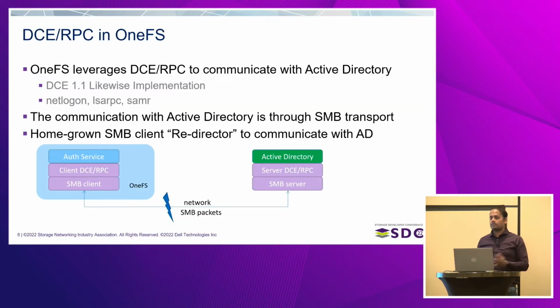So basically, OneFS leverages DCRPC to communicate with Active Directory. It uses DCE 1.1, the Likewise implementation, which is actually what this product is. It uses it for the regular DCRPC services: netlogon for user authentication and DNS queries, LSA-RPC for user group information, and SAMR for account creation. These are very popular DCRPC services exposed by Active Directory. The communication with Active Directory is through the SMB transport.